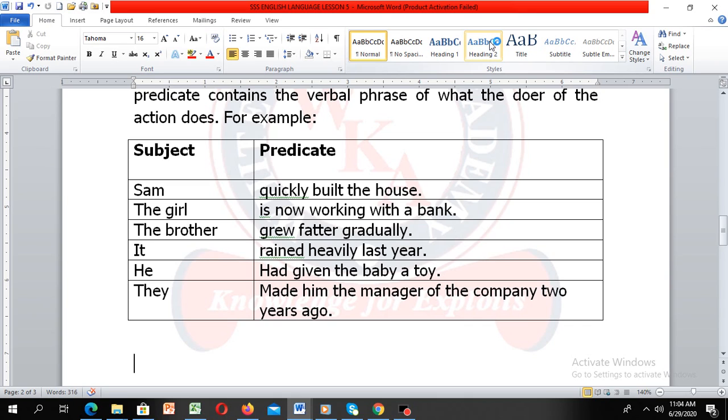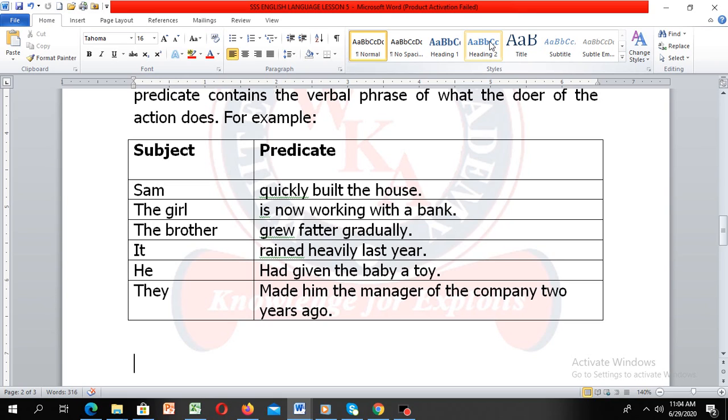Then we have the brother. The brother grew fatter gradually. Brother is the subject. Grew fatter gradually is the predicate. Are you following? Please ensure you follow it very carefully.